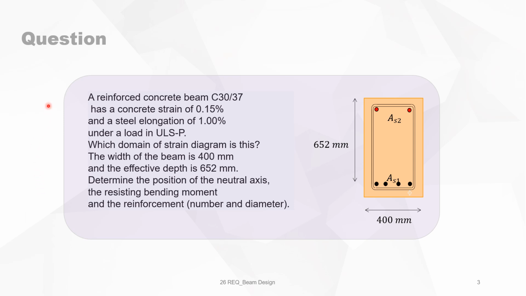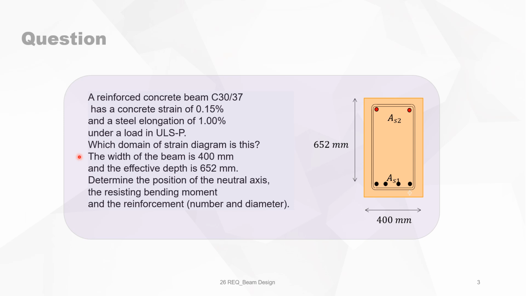A reinforced concrete beam with concrete quality C30/37 has a concrete strain of 0.15% and a steel strain of 1% under a load in ultimate limit state persistent. Which domain of the strain diagram is this?